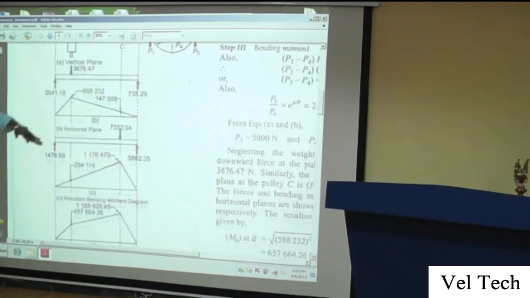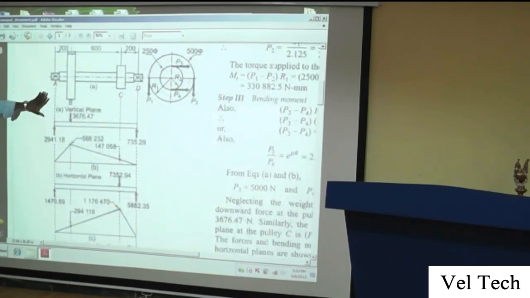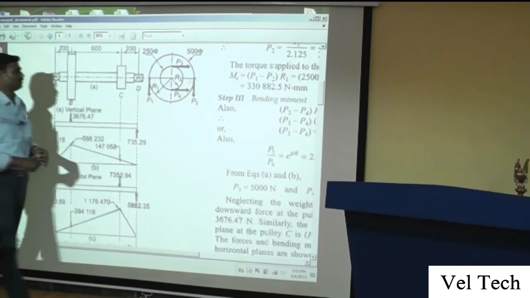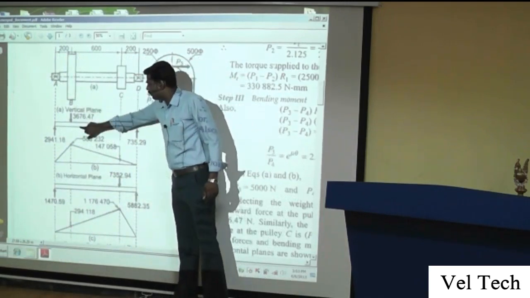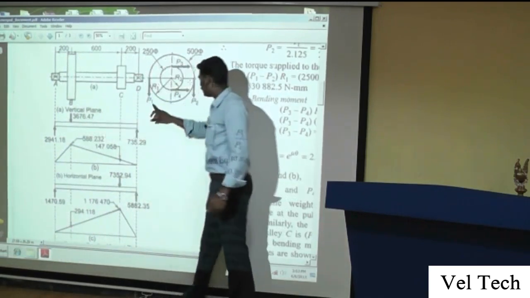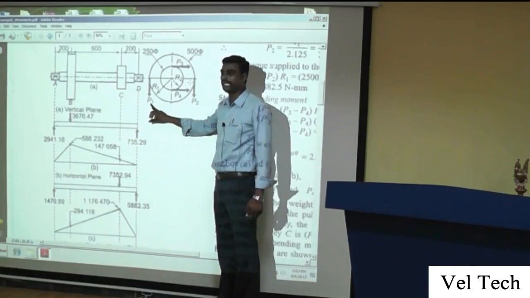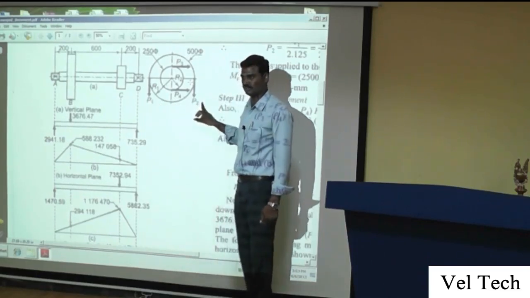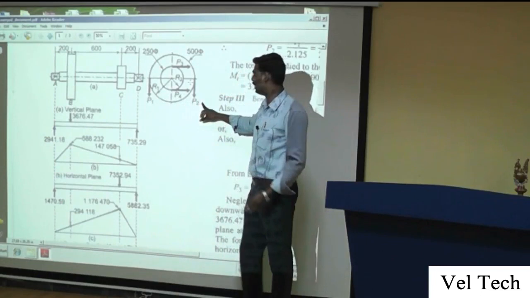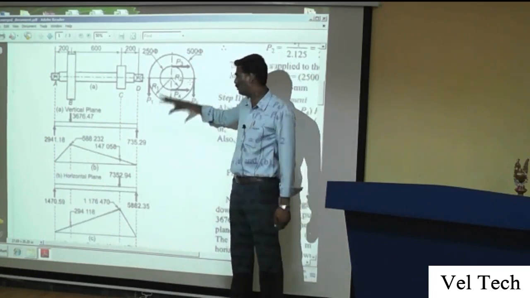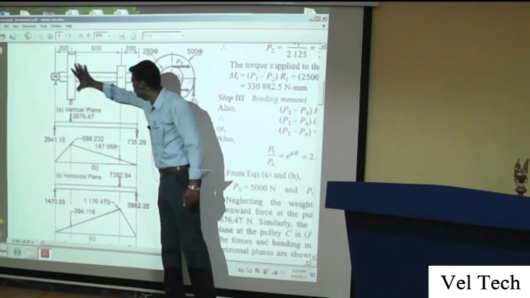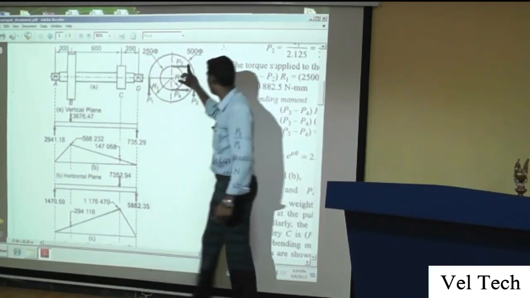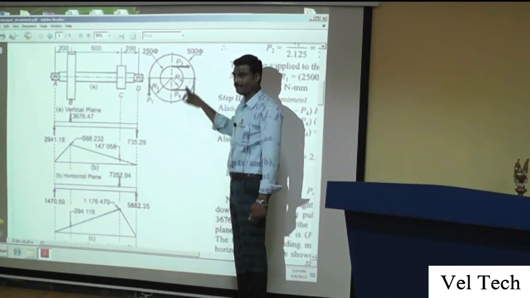RA. And what is the reaction for this? So, when we consider only vertical loading, we have to find out RVA and RVD. Right? The reaction at point A due to the vertical loading, and the reaction at point B due to vertical loading, that we have to find out. Then the moments acting at points A, B, C and D, that we have to find out.